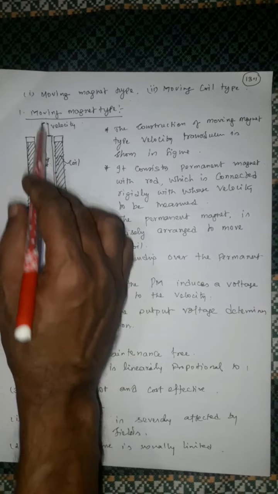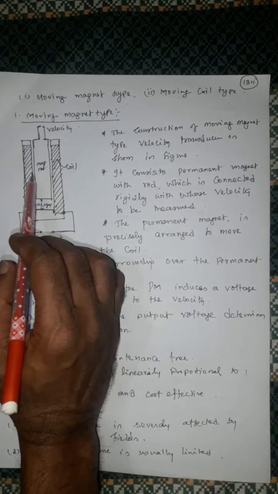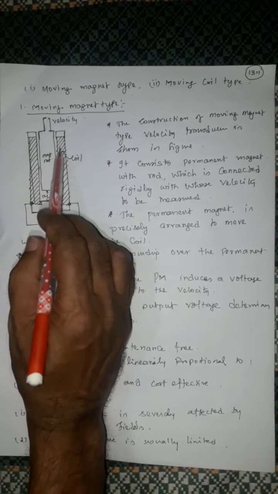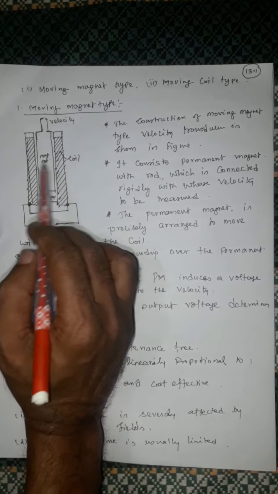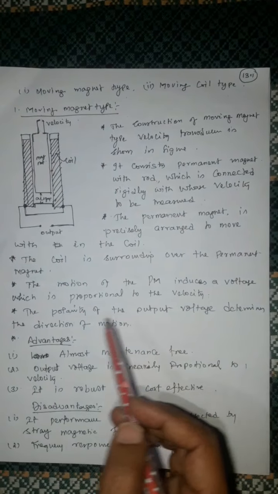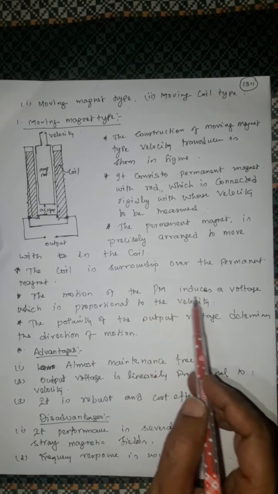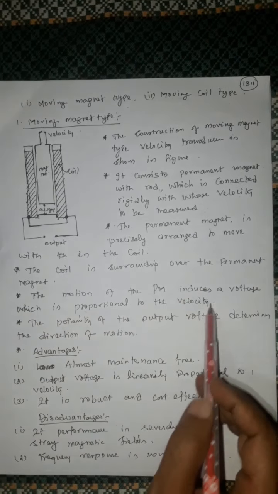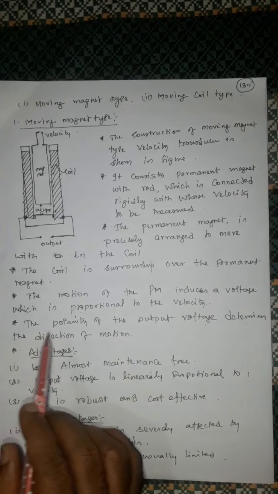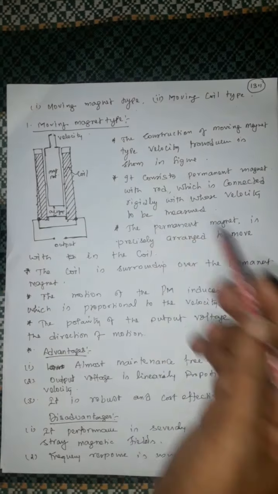This is connected to the object whose velocity is to be measured, and it will vibrate. Therefore, the changes in flux and reluctance cause the induced EMF in the coil surrounding the permanent magnet. That induced EMF is directly proportional to the vibration or the velocity. The polarity of the output voltage determines the direction of motion, either this side or this side.